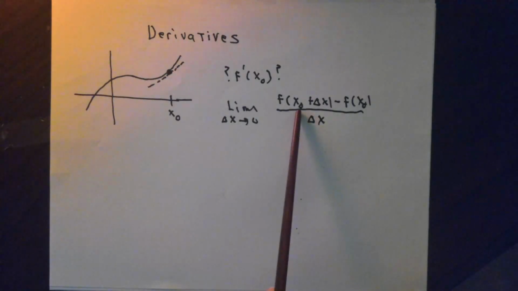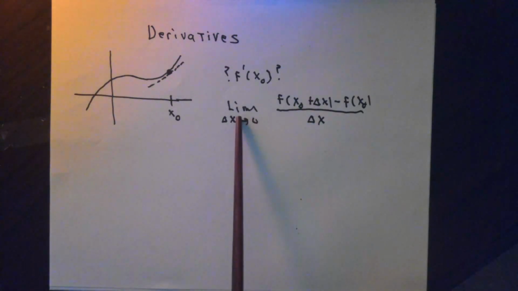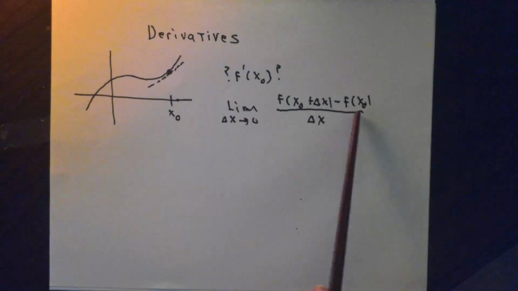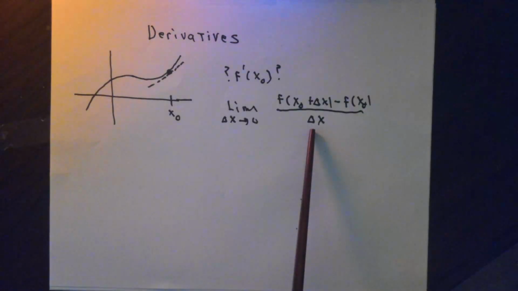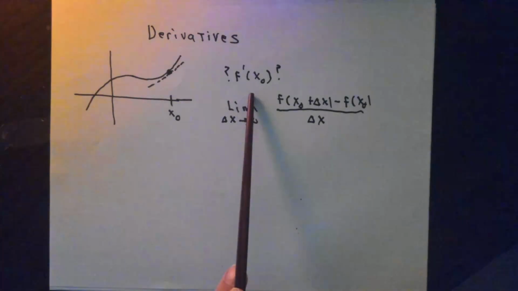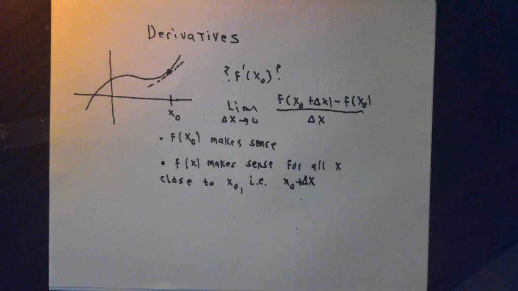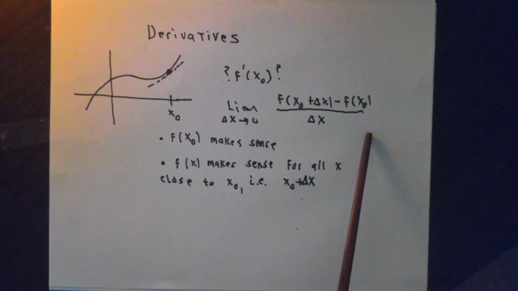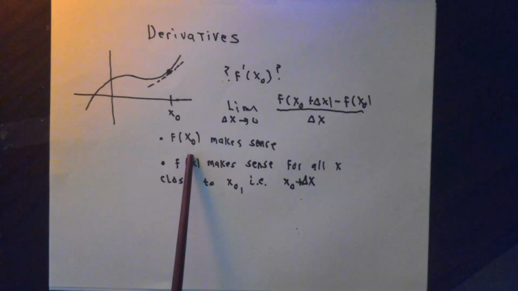The limit as delta x goes to 0 of f of x plus delta x minus f of x over delta x. If that limit exists, we give it a name. We call it f prime at x0. This has a couple of hidden implications. First of all, obviously, for this limit to exist, f of x0 must exist. Otherwise, the arithmetic makes no sense.